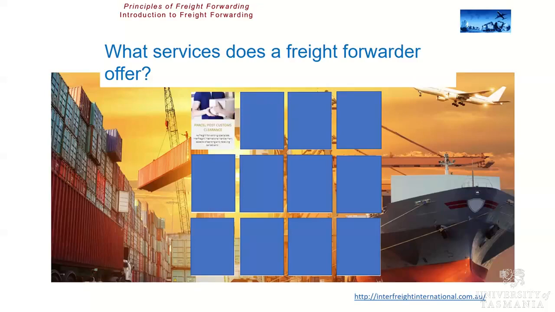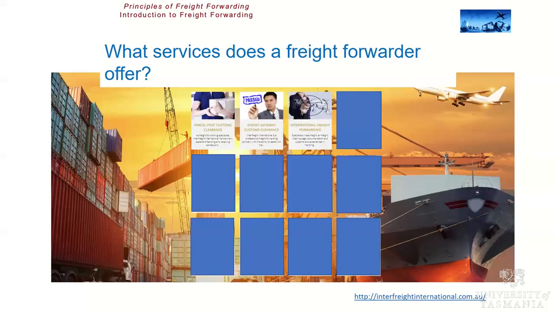So if we look at that, and then we have a look at the services does a freight forwarder offer. So they can undertake parcel post customs clearance. So we've got a tick on that one. So they can do that, and they can do it with any of the service providers that might be providing. So they can do it with parcel post. They can do it through, say, one of the main gateways. This one is the Sydney Gateway of customs clearance. So this is a key area.